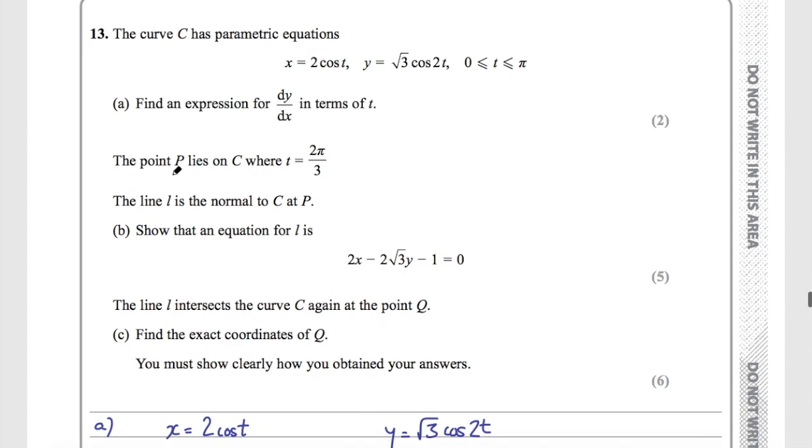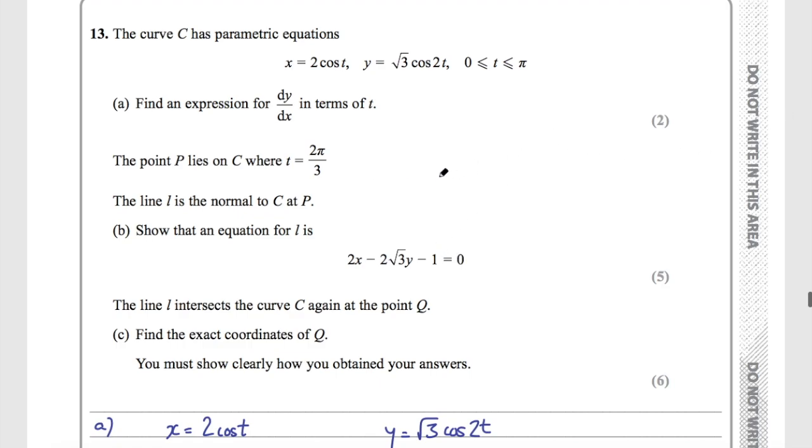The question goes on, the point P lies on C where t equals 2 pi on 3. The line L is the normal to C at P, and part B says show that the equation for L is 2x minus 2 root 3y minus 1 equals 0.